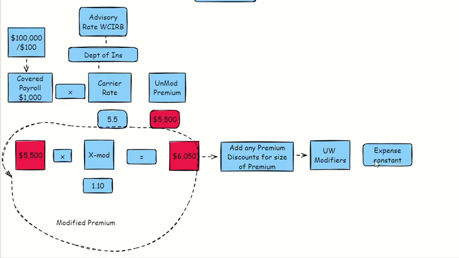And then you got an expense constant, which is basically kind of a flat fee that a carrier will apply, and it's a way of kind of recouping some of their administrative costs. And then you get your final premium. But this walks you through the various calculations, unmodified premium, modified premium, and some of the extra expenses that will go into it. But I hope this is helpful and really quickly determining or helping you determine how you got your final quote.